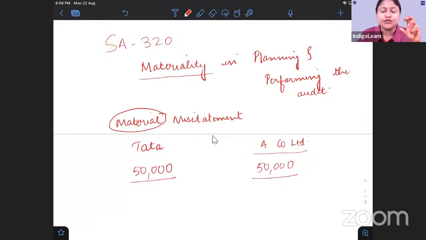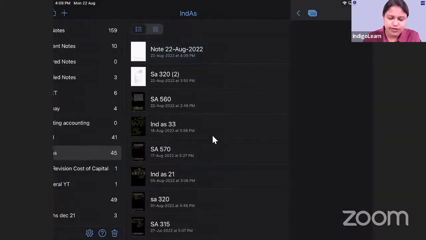So this standard is going to tell us that when the auditor is planning the audit, he has to fix a level. And that level usually is a monetary limit, which we call the material limit, beyond which if a misstatement is identified, we call it a material misstatement. And that is going to affect our financial statement decision or the opinion that we give. Clear? So now let us go and see the content that we have.